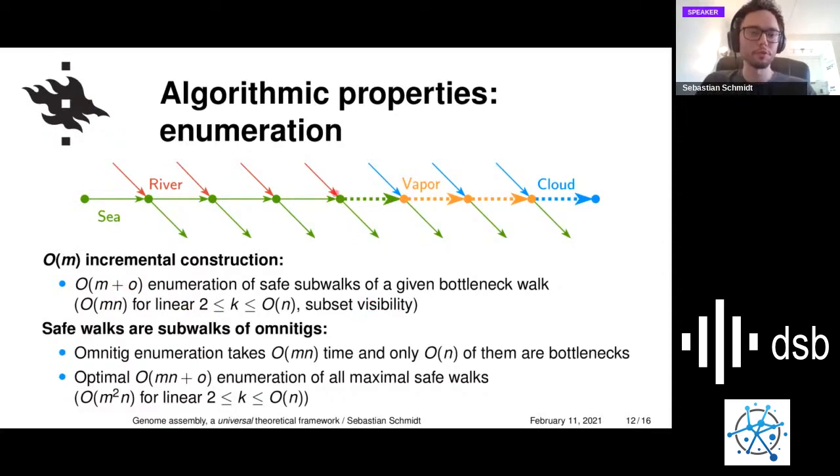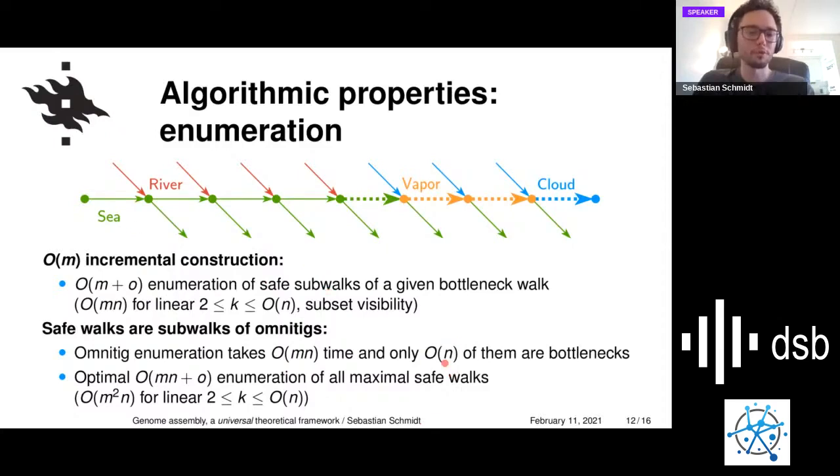But now we want to, of course, compute all the maximal safe walks in the graph and not just the subwalks from a single bottleneck walk. And for this one, there's another nice property: the safe walks in most of the models are subwalks of omnitigs. And we know that omnitig enumeration takes order of Mn time. And there's another property, that only order of n of the omnitigs are bottlenecks. So only for these order of n, we need to build the hydrostructure and do this more complicated algorithm to find the safe subwalks.